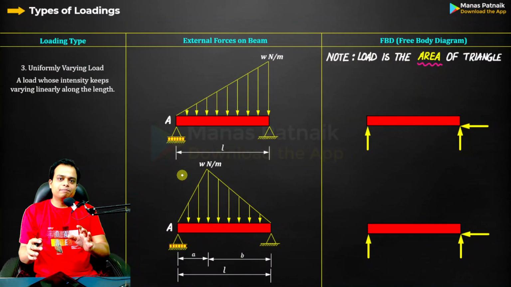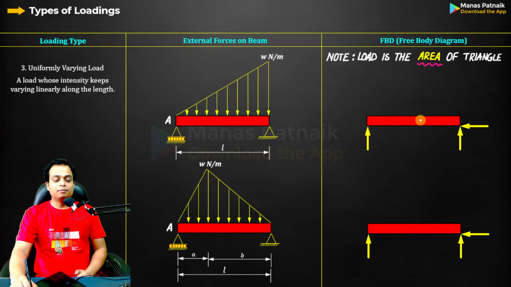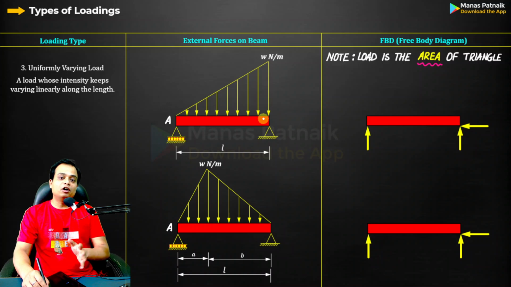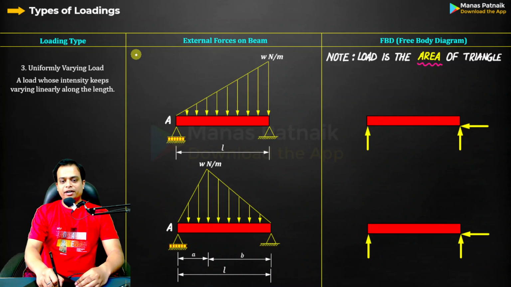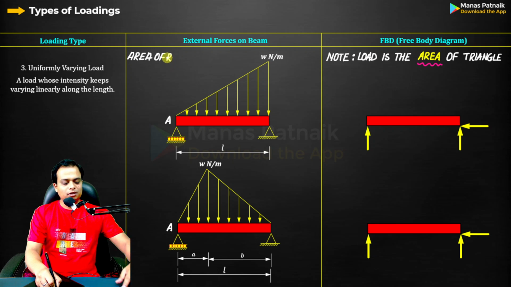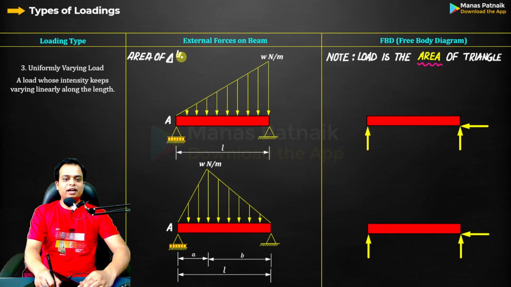Just like calculating the area of the rectangle gave you the one single load in this diagram, here also we calculate the area of the right angle triangle. What is the area of a right angle triangle? First of all, tell me. Area of the triangle. Let me simply write triangle.